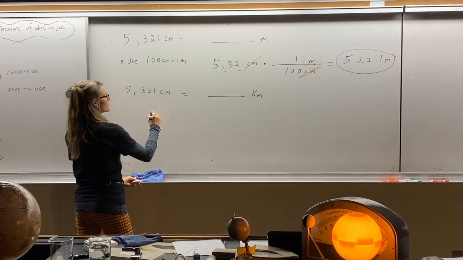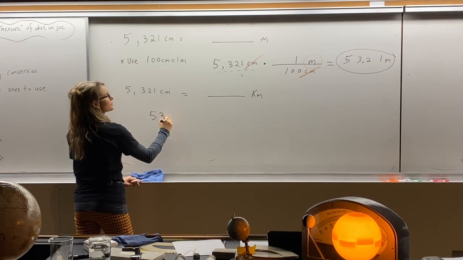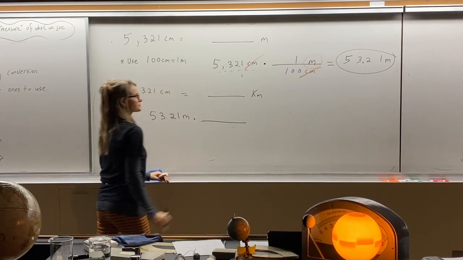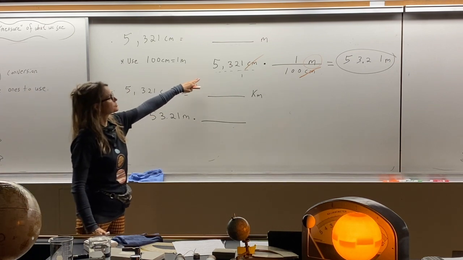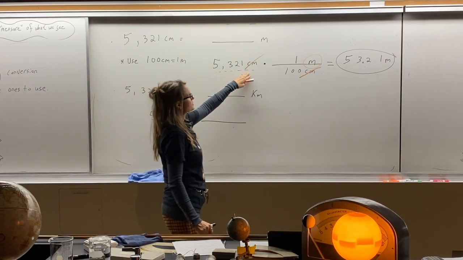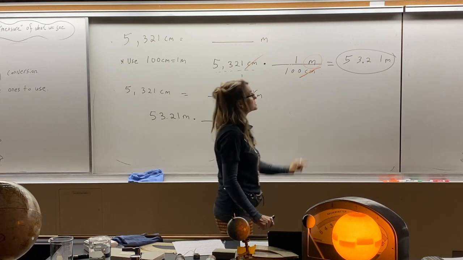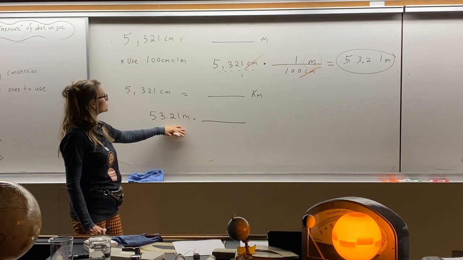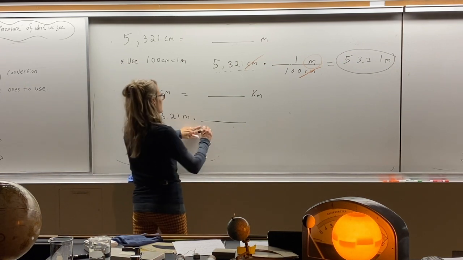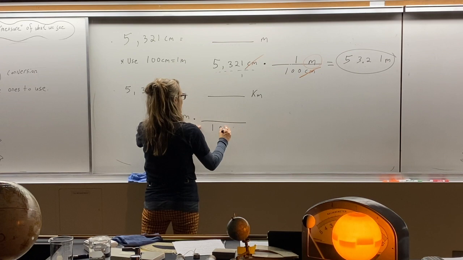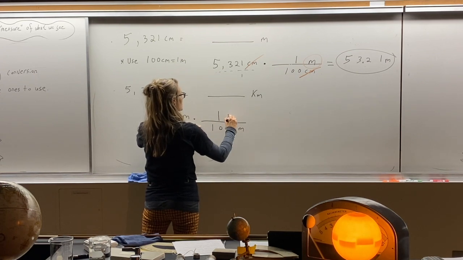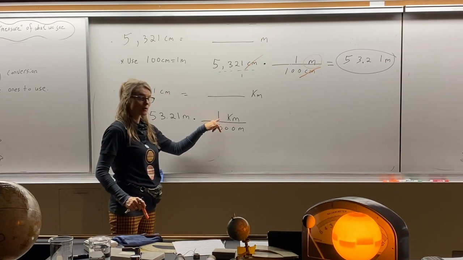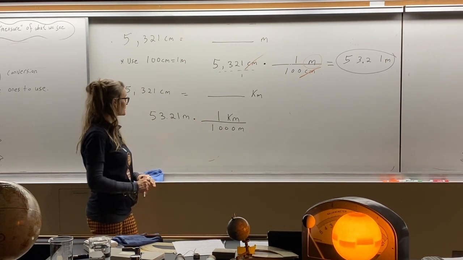I could go further with what I have: 53.21 meters times... I'm going to skip the one step where I go centimeters to meters and then meters to kilometers. I'll just adopt my answer from previously. So 53.21 meters times, I know that I have 1,000 meters in 1 kilometer, or I could say 1 meter in 0.001 kilometers. Either one will still work.